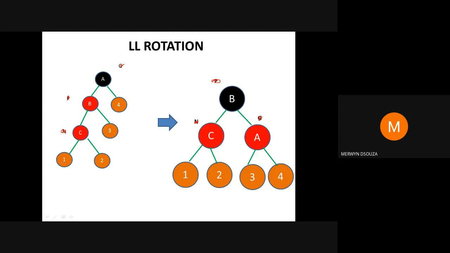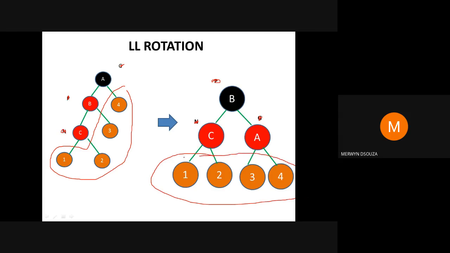So what do these numbers stand for? C has a left child, which is 1. C has a right child, 2. B has a right child, which is 3. And A has a right child, which is 4. If they were all having some children like this, then the rotation would look like this. You would add these nodes like this.